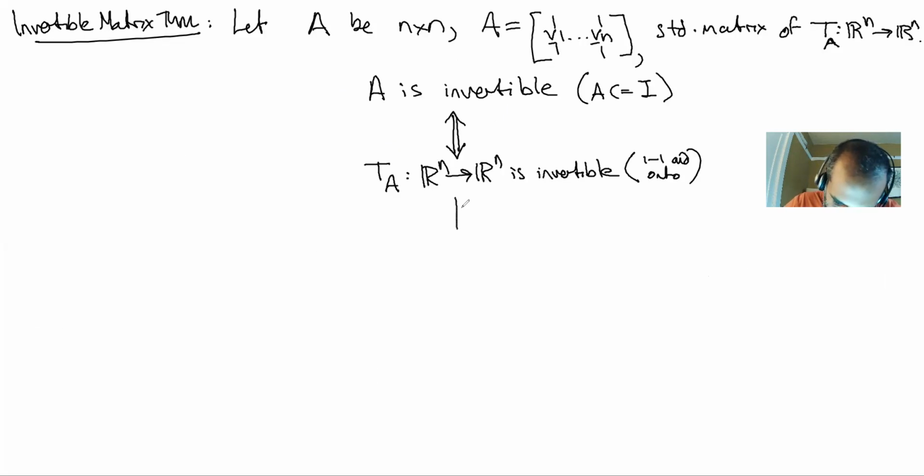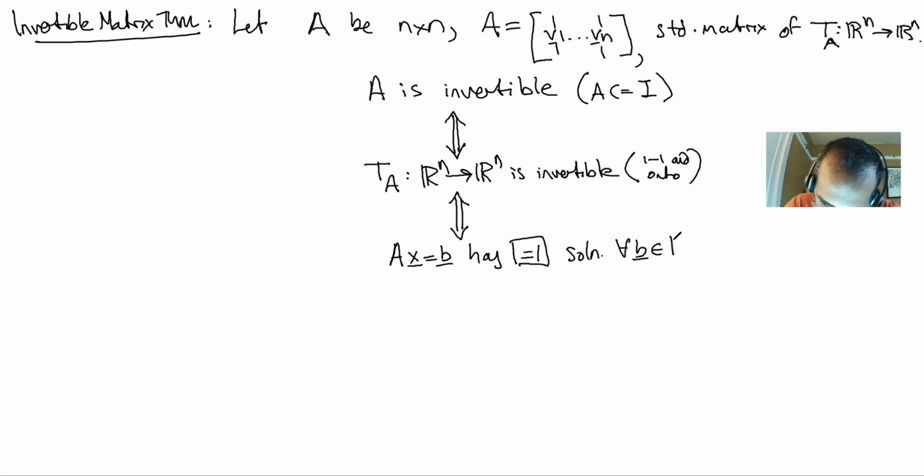But then this is equivalent to some conditions about vectors. This is meaning number one. This is equivalent to a statement about linear systems: AX equals B has exactly one solution for every B in Rn. That was meaning number two. So let me just annotate these: this is meaning number one, this is meaning number two.